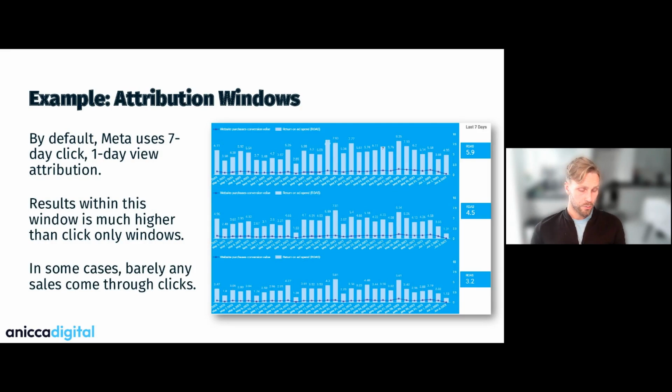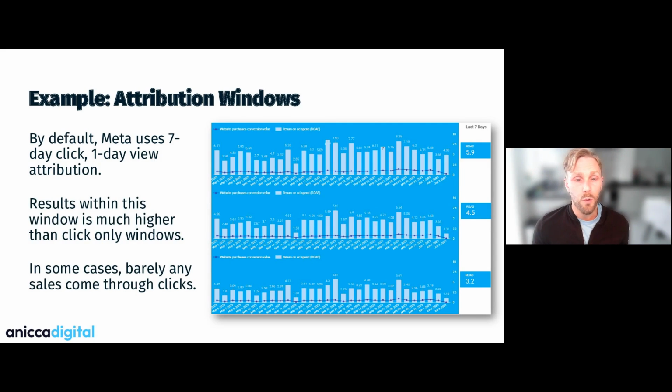That's 5.9 there. But if we remove the view attribution, which in many cases people will do, because if someone makes a purchase through viewing an ad but not clicking it, they've never even clicked the ads. So there's always an argument: how much credit can you take for a sale when someone didn't even click the ads? If you remove that 1-day view attribution window, it drops down to 4.5. If you drop it even further to just 1-day click, then we're looking at 3.2. So you can see there's quite a lot of difference there.